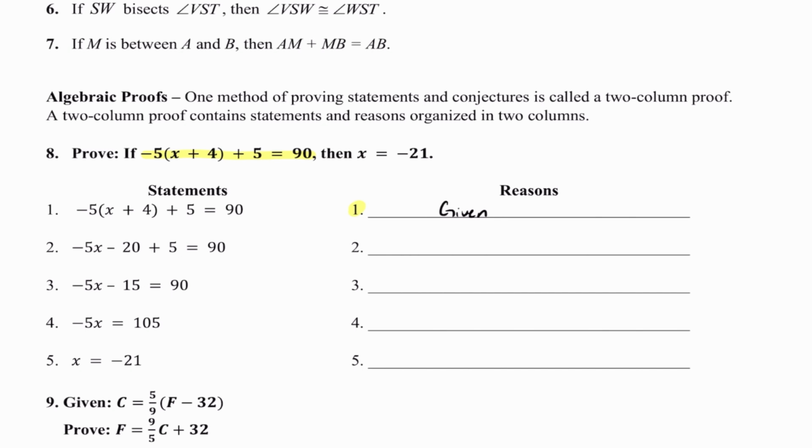Now we're going to move from the given statement to the second statement. What is the second reasoning? Well, if we look at the first statement over here, I have a number in front of the parentheses. That just tells me that I need to distribute the 5 to each term. Negative 5 times x is negative 5x, and negative 5 times positive 4 is negative 20. So going from the first to the second statement, my second reasoning would be the distributive property.